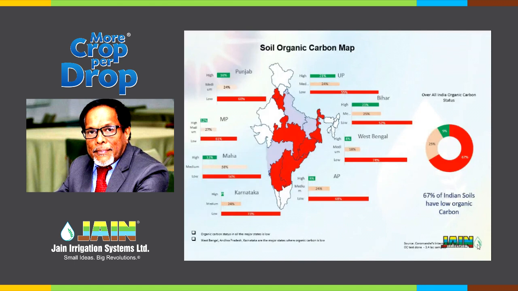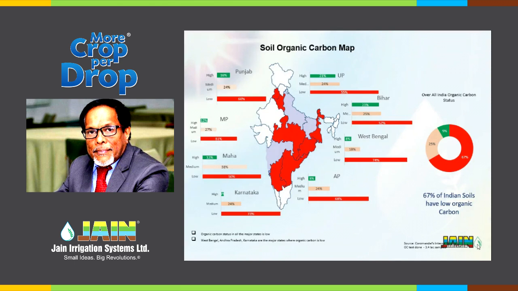It's actually done by Coromandel. In their internal work, they took about 3.4 lakh samples of soil and analyzed for organic carbon, what we call in our soil test, OC. Just to summarize, states like West Bengal, Andhra Pradesh, Karnataka, Madhya Pradesh, Haryana, Punjab are extremely poor in carbon in their soils.